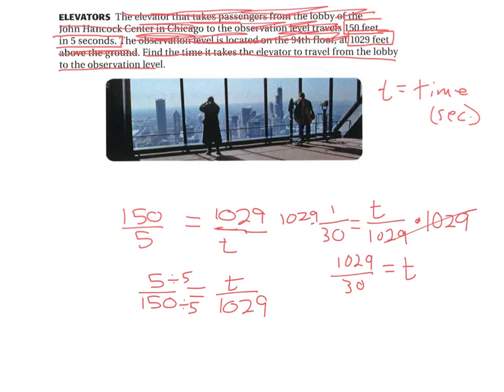Now, I want to get an actual decimal answer for this problem because I want to have an actual number of seconds, not just a fraction. So 1029 divided by 30, I'm going to use a calculator here, and I'm going to get 34.63, and that 3 keeps repeating. So I'm going to round this to the nearest tenth. We'll say T is approximately equal to 34.6 seconds. So it'll take 34.6 seconds to go from the ground level to the observation level in the Hancock Tower.